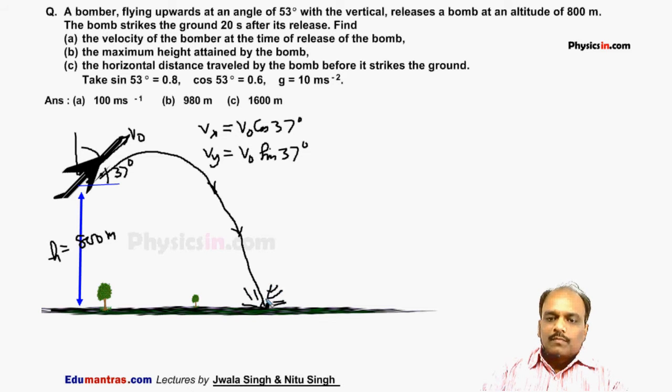This is the point where the bomb will fall. The velocity of the bomber at the time of release of the bomb. So we have to calculate V0. First we will solve this V0. Now we know the initial velocity of the bomber.